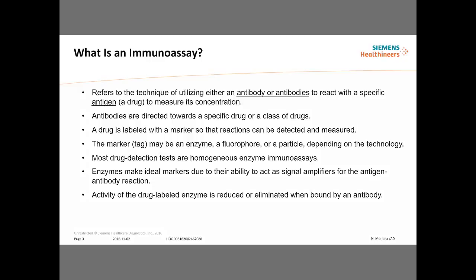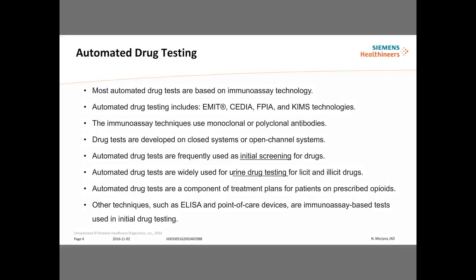Most of the drug detection tests are homogeneous enzyme immunoassays. Enzymes are the ideal molecule for enzyme immunoassays because they can amplify the signal of the reaction. The activity of the enzyme-labeled drug can be modulated or changed when binding to the antibody. I'm going to concentrate in this presentation on automated drug tests, most of which are immunoassays. Different technologies are used for drug testing, including IMID technologies, CEDIA, FPIA, and KIMS.